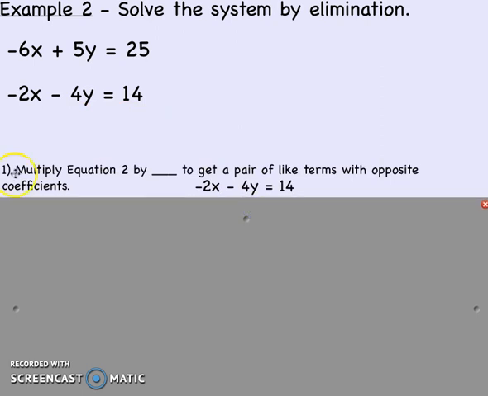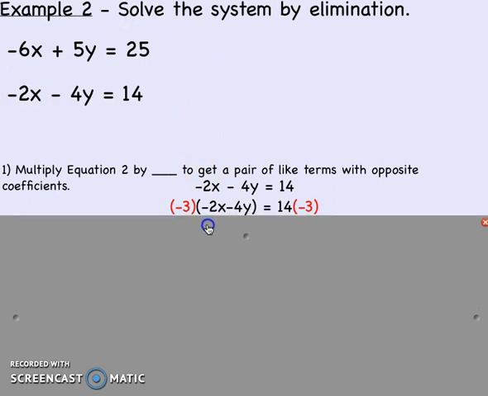So if you think about this, I'm going to look at the second equation and I'm going to multiply equation 2 by what number to get a pair of like terms with opposite coefficients. So I either need to get opposite coefficients for my x's or my y's. I'm going to go with my x's. If I multiply equation 2 by -3, that will give me a positive 6x. If I multiply by -3 on this side of the equation, I also have to multiply by -3 on the other side. So here I have that set up.